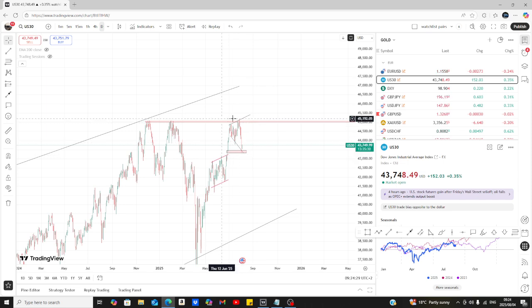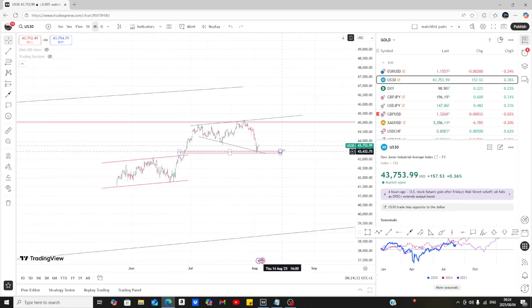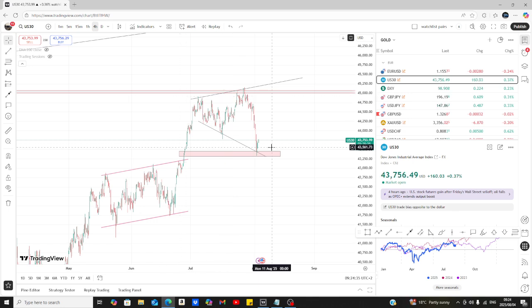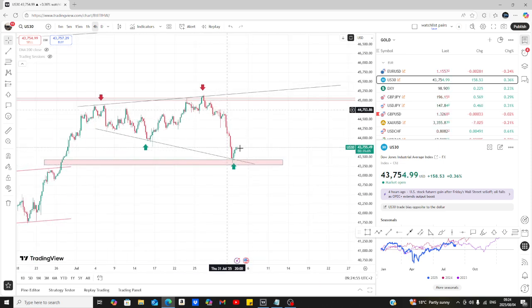US 30 is also at a key area, right? From last week we had a rejection of this key zone, and now we can see that this is forming a sort of inverse wedge, right? An inverse triangle or inverse wedge, whatever you may call it. This looks like a key support zone that it's at, plus it's also paired with a potential demand area right here. And now we can see some sort of bullish action taking place.